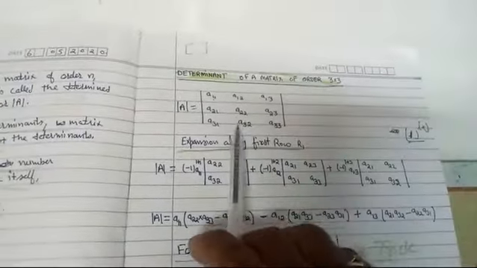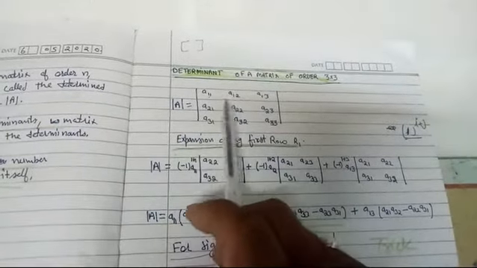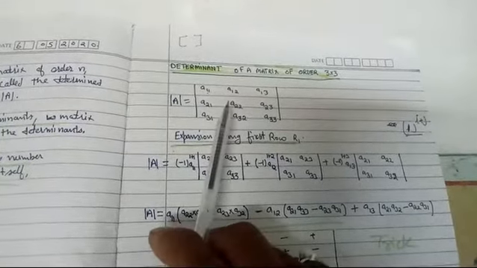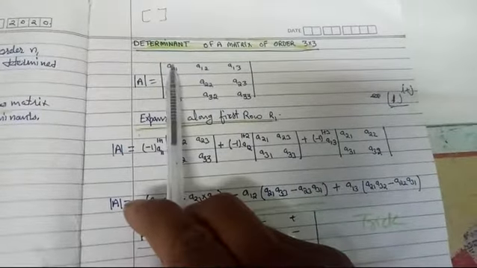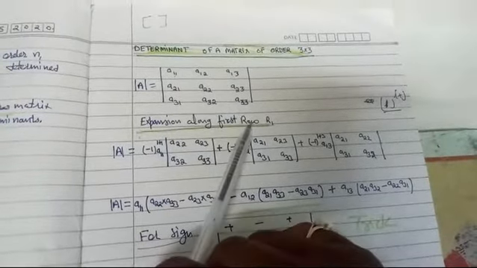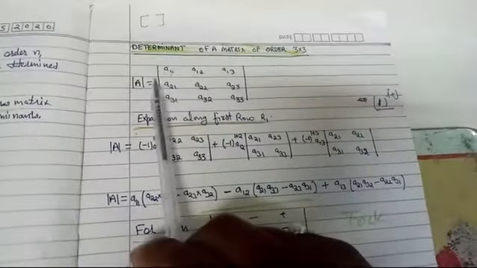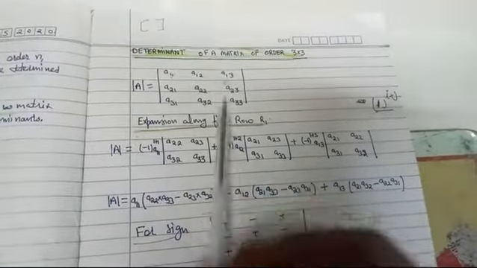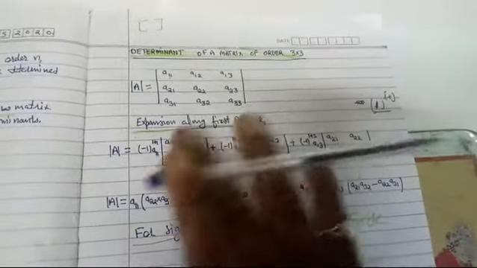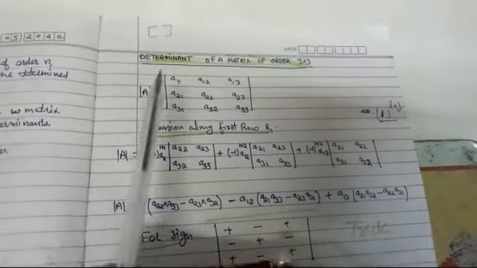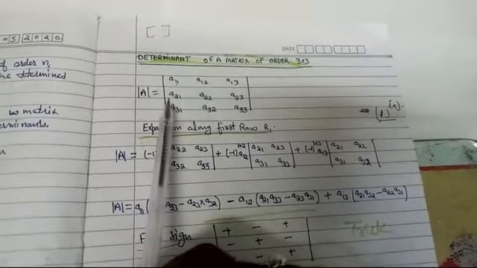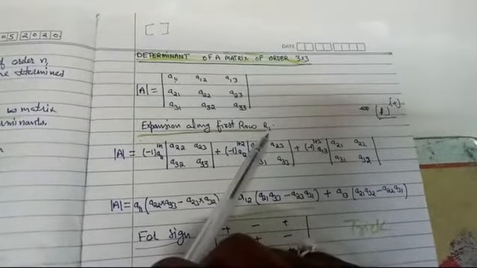And now the determinant of a matrix of order 3 by 3. Here the matrix A is given and we have to find its determinant. We can find it by expanding along row 1, row 2, row 3, column 1, column 2, or column 3. That means we can find the determinant of one matrix in 6 ways. There are so many ways to find the determinant of a matrix by expanding along any row or column. So I'm taking the case of expansion along row 1.